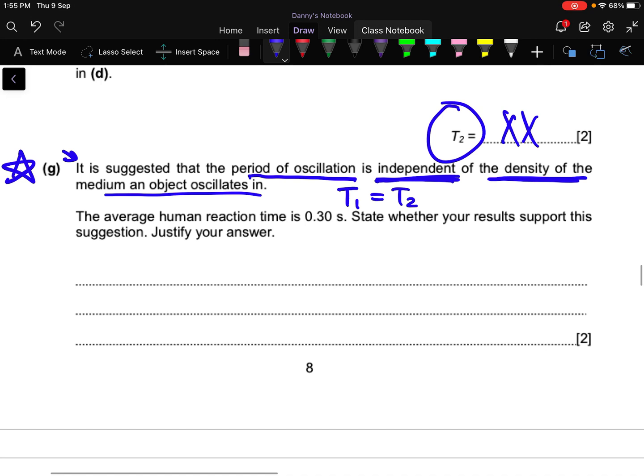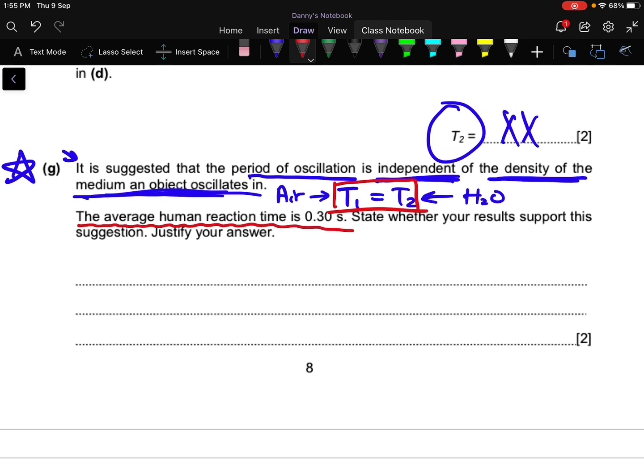I mean independent of the density of the medium, because for T1 you are taking the period in air and for T2 you are taking the period in water. So in other words, this statement is trying to claim that your T1 is equal to T2 and they want you to comment based on your result. And they actually give you this piece of information that the human reaction time is 0.3.